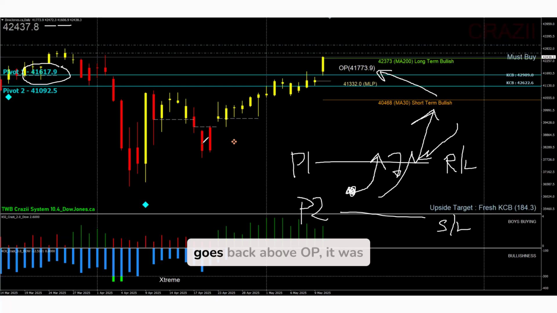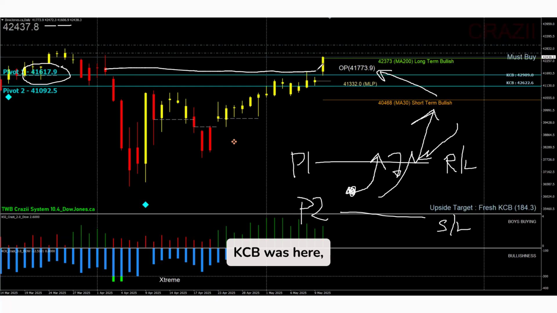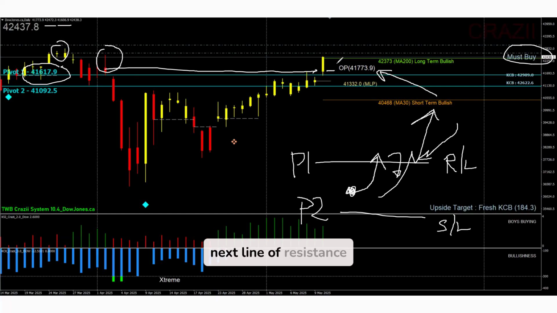So once the market goes back above OP, it was a buy. And you notice one thing after that: the nearest KCB was here, and then after that there's no more KCB. The nearest KCB was here, and that was here itself. So the next line of resistance available is only the MA 200. That means once the market breaks OP and clears the RL and the KCB here, the next available target the market can go to is the MA 200.